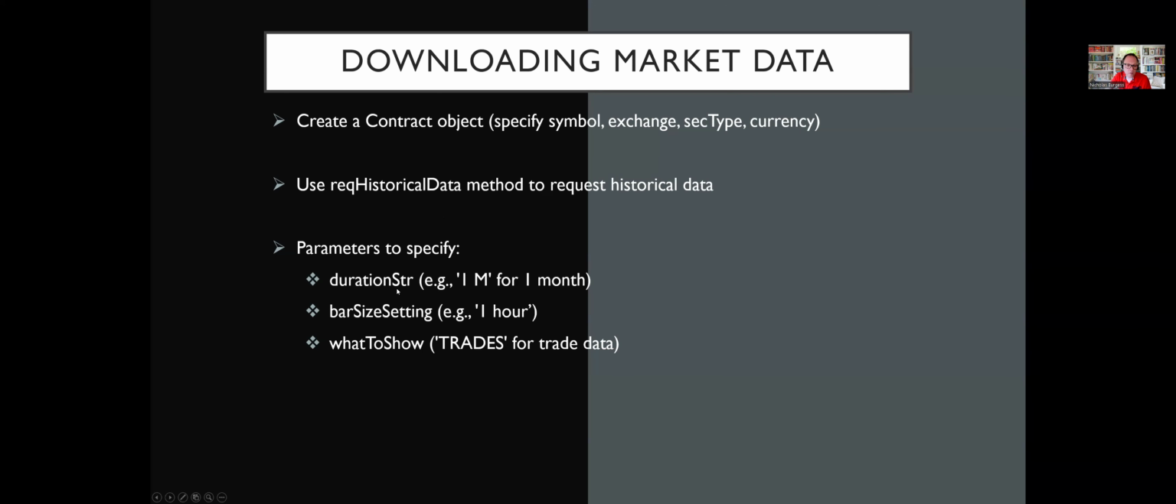And the parameters you need to specify: the duration string, so 1 space M for 1 month, 3 space M for 3 months; bar size setting, that's the tick size setting. So I want hourly data or daily data, you can specify that here. And you also have to specify the what to show parameter, which is trades for trade data. You can say bid, ask, midpoint. You can also ask for volatility data as well. You have to specifically say volatility for option data. But for prices, you say trade, bid, ask, midpoint are the main codes to use.